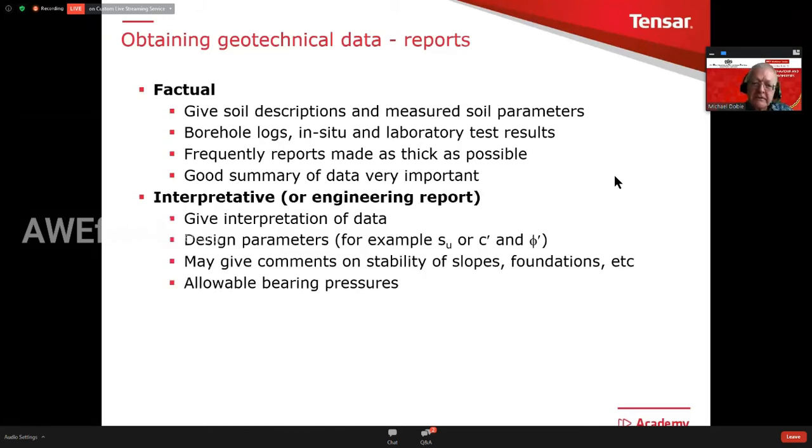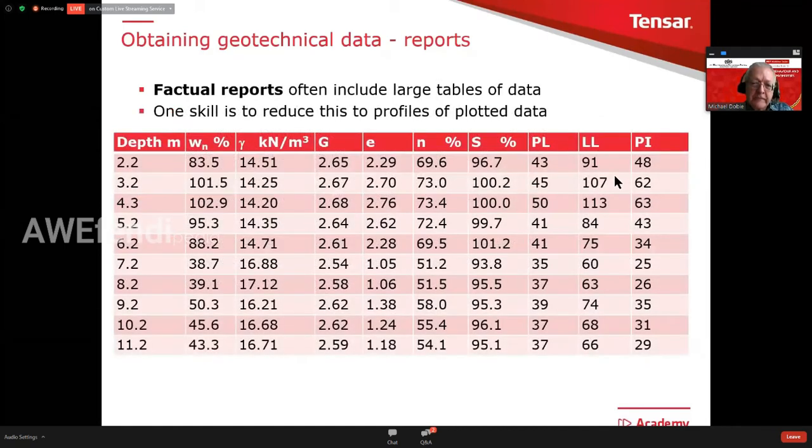The second kind of report is an interpretive or engineering report, and here what should be happening is that the author takes the factual data and gives you the interpretation of the important parameters, for example, shear strength, c' and phi'. They may give comments on stability of slopes and foundations, or provide you with allowable bearing pressures. And also, in these reports, you frequently have large tabulations of data.